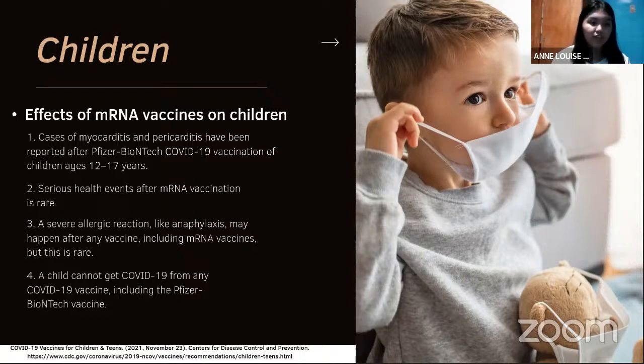Second, serious health events after mRNA vaccination are rare. So just like what I said earlier, serious health risks are very rare. And third, a severe allergic reaction like anaphylaxis may happen after any vaccine, including mRNA vaccine, but this is also rare. And lastly, a child cannot get COVID-19 from any COVID-19 vaccine, including the Pfizer BioNTech vaccine.